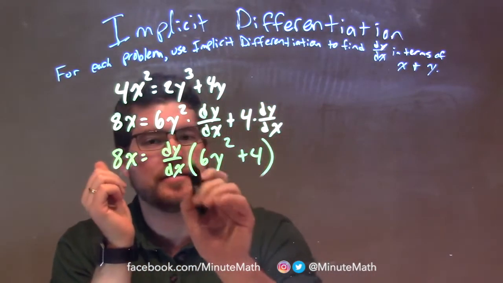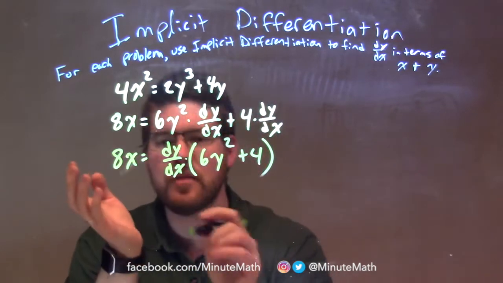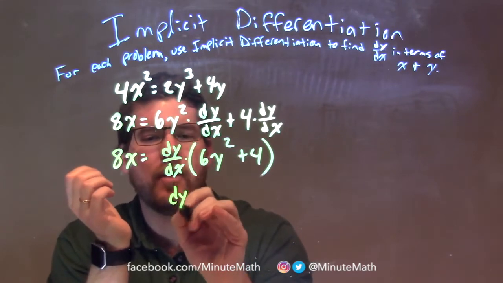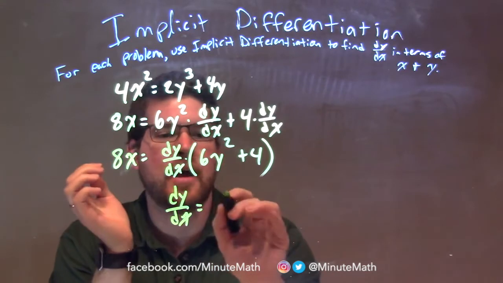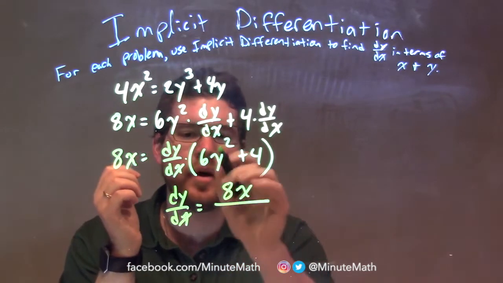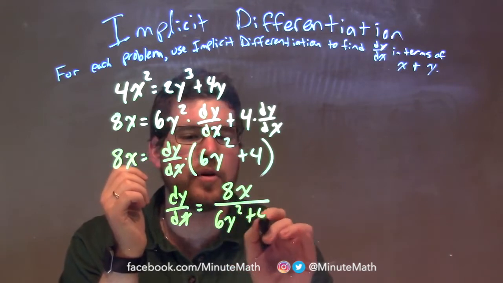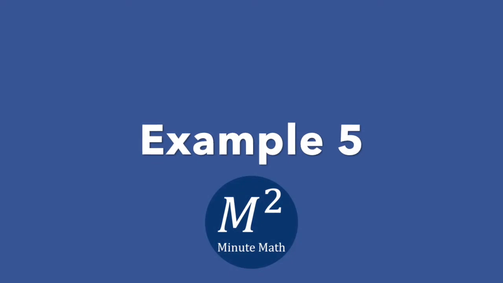Now, since it's multiplication there, I can divide both sides by 6y squared plus 4, and then for our final answer, we have dy/dx by itself. So I'm going to put dy/dx to the left, 8x up top, over 6y squared plus 4, when I'm dividing both sides by 6y squared plus 4, and there we have it, our final answer.